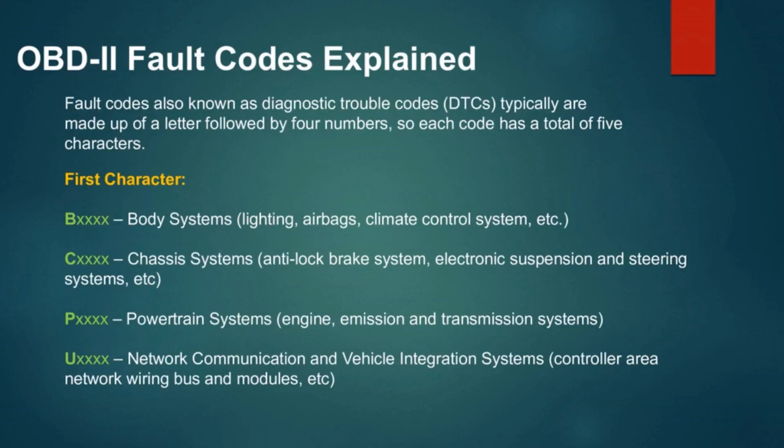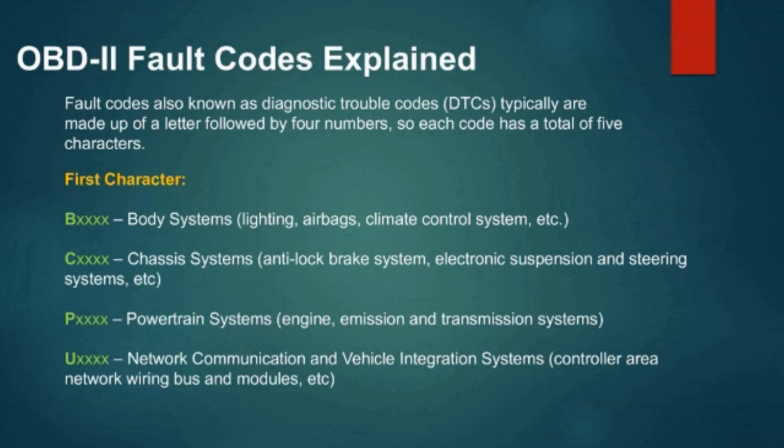OBD2 fault codes explained. Fault codes, also known as diagnostic trouble codes, DTCs, typically are made up of a letter followed by 4 numbers, so each code has a total of 5 characters. Here is an identification of the used characters.